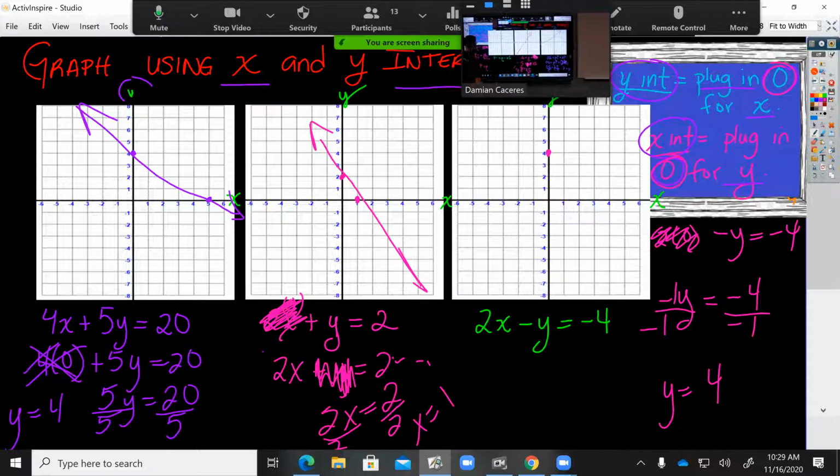And now you plug in a 0 for y. 2x minus 0 equals negative 4. Minus 0 disappears. So you're left with 2x equals negative 4. Divide both sides by 2, and you get x equals negative 2. That means on the x-axis, you're marking negative 2. Once you have 2 dots, draw your line.